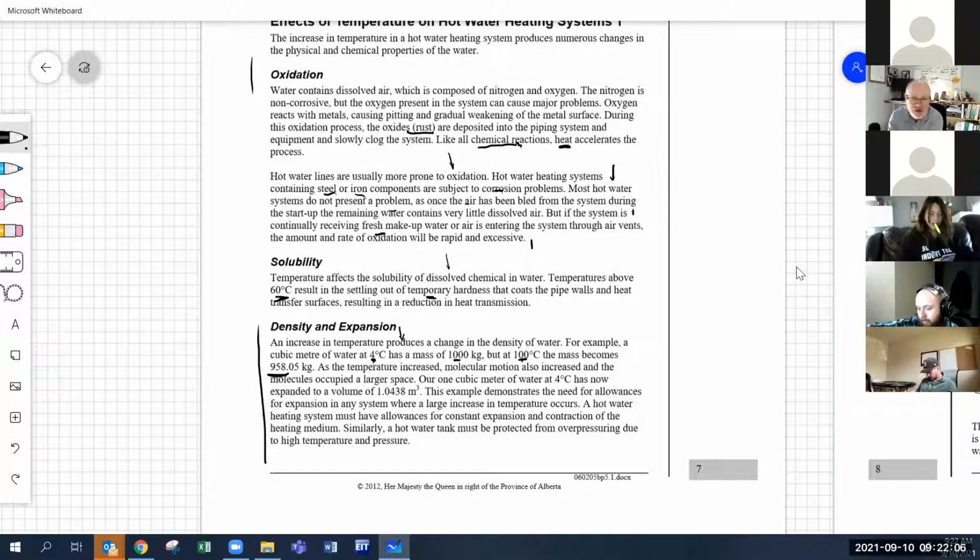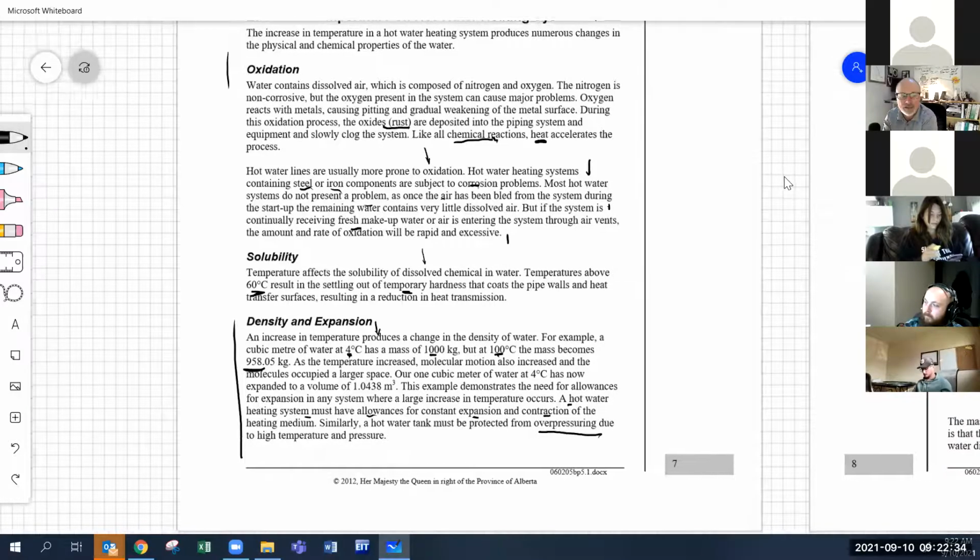Now they talk about hot water heating systems having to have allowances for constant expansion and contraction. We talked about that. I think Marty is going to talk more about that. And similarly, we must have a way of relieving any pressure that may build up. We have to have a pressure relieving device, some kind of safety valve, when we're dealing with high temperatures.